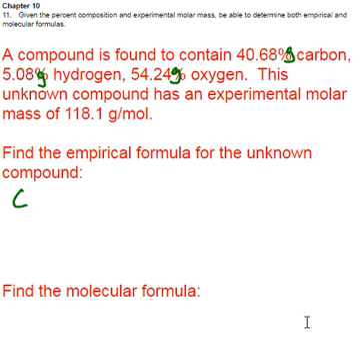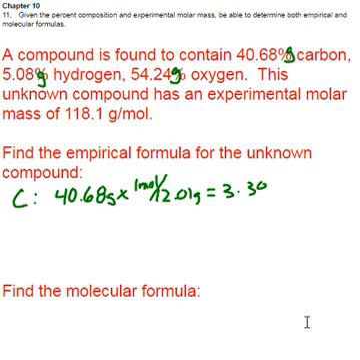So I take my carbon, 40.68 grams, and I need to find out how many moles of carbon that is. Carbon weighs 12.01 grams per mole. This is 3.387 moles of carbon. And I usually hang on to 3 decimals when I'm doing empirical formula, just so that I don't end up with numbers which I'm not sure if I can round off or not.